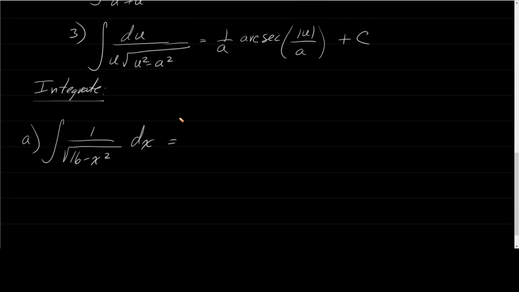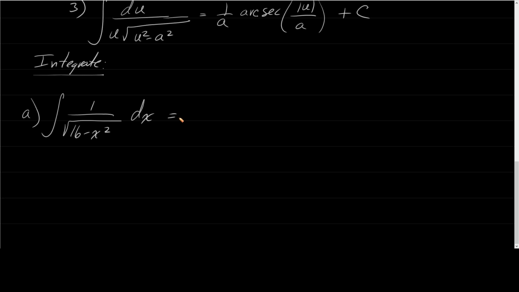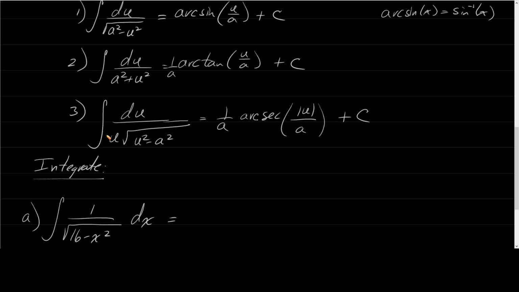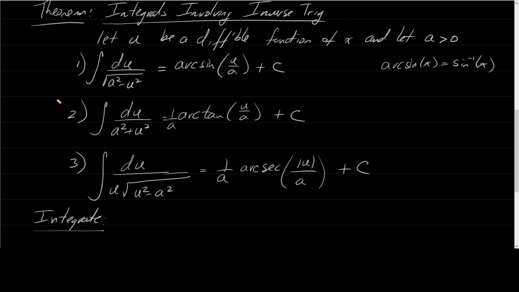Now, what I want you to notice here is that I have a difference of squares in there. This difference of squares is what gives away what I should be using. Because let's look at these three. I have a difference of squares, I have a sum of squares, and I have a difference of squares. So because it's a difference of squares, I'm either going to be working with the first version or the last version. But now, let's look at what we have.